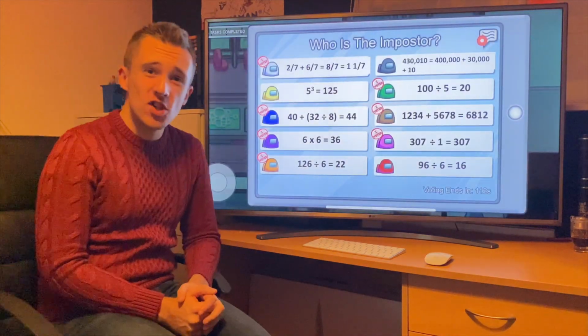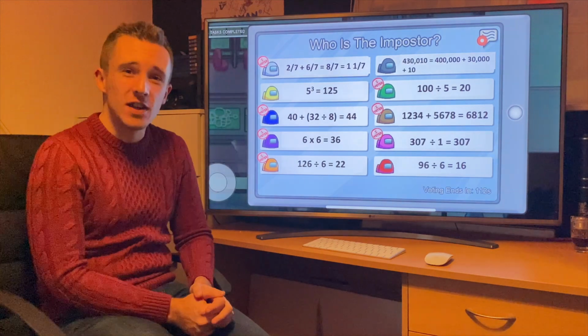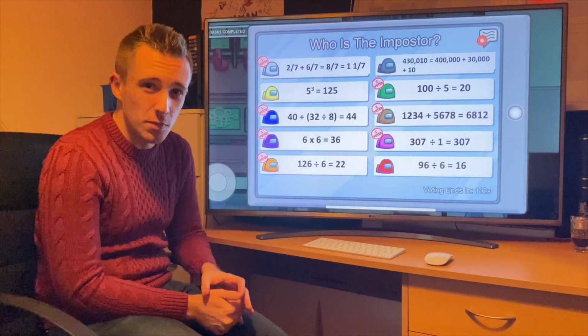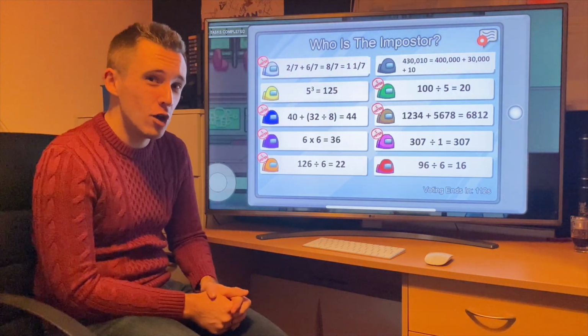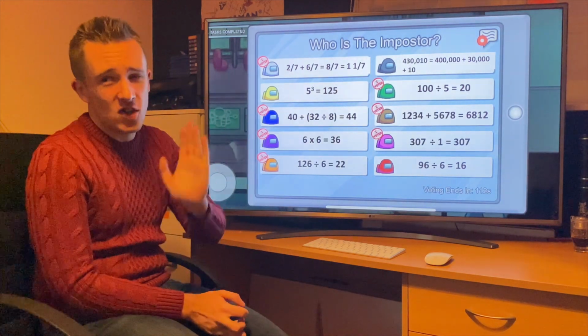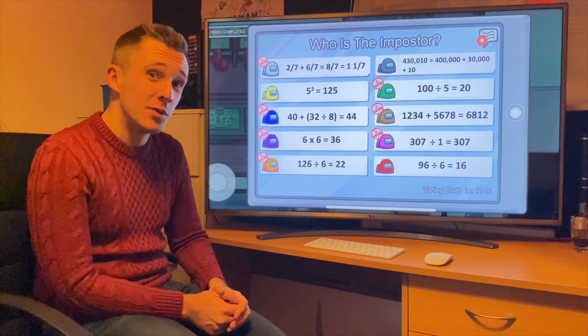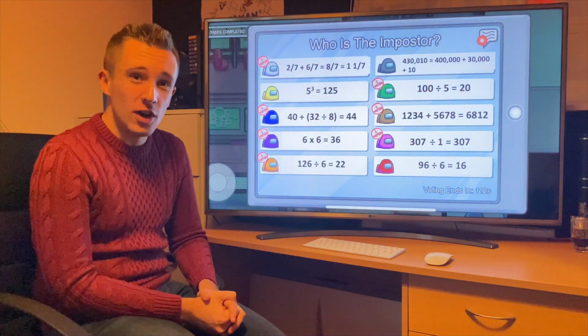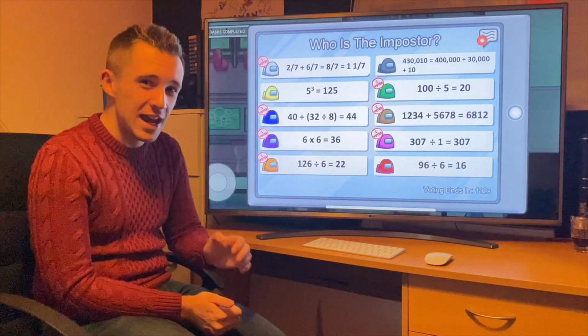Now we're going to start like we did yesterday with our Who is the Imposter? I have checked through them today and can guarantee you there are only 2 imposters. Yesterday I think there was a third one because it said 40 times 30 was 120 when it was actually 1,200. So have a look here, see if you can identify the 2 imposters. Pause the video now.